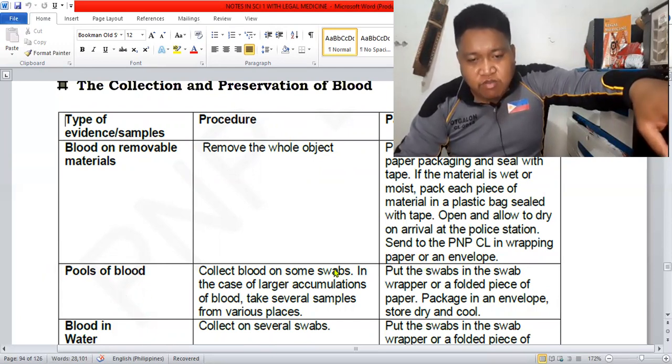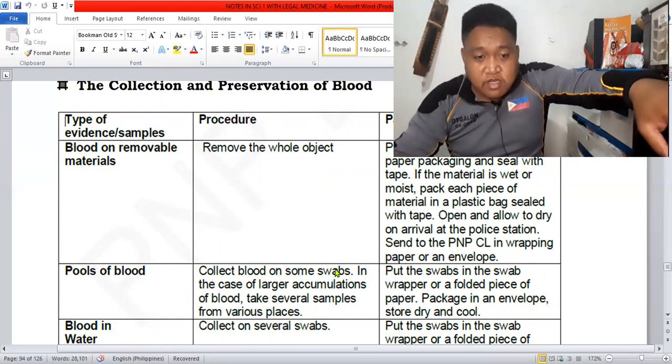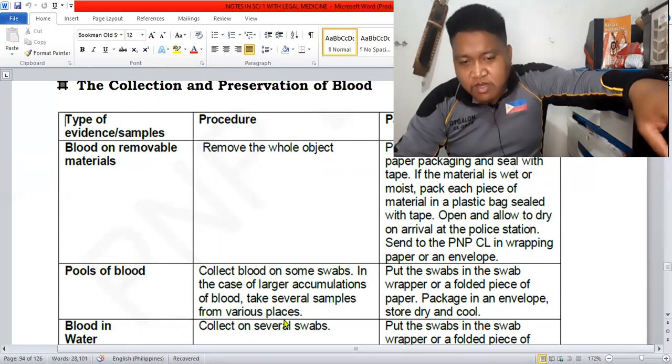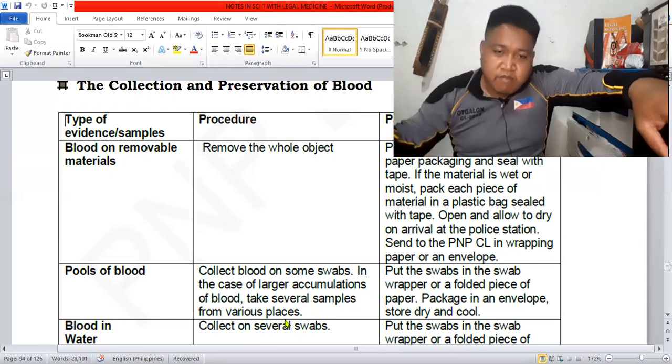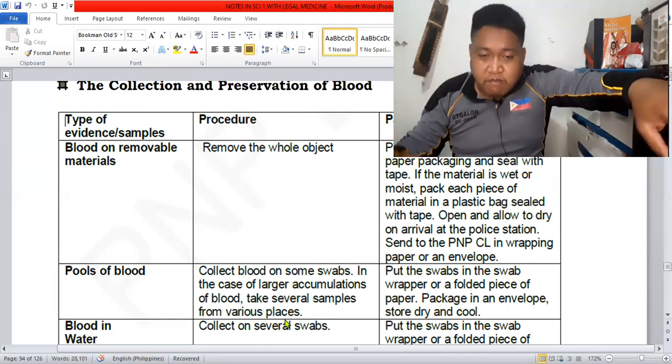Collect blood on some swabs. Yan, you swab it using cotton buds. In the case of larger accumulation of blood, take several samples from various places. Yan. Pag maraming pools of blood in any part of the crime scene, then get different samples from it.